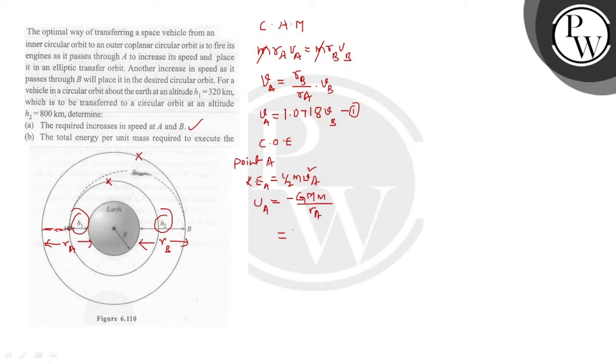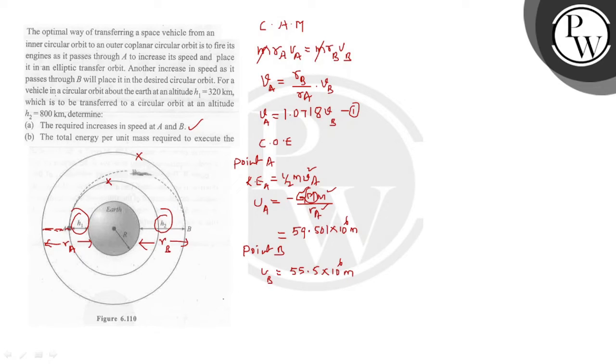So UA is equal to 59.501 into 10 to the power 6 meters. If you want, you can pause the video and find out this value. Why? Because we know only capital M, G and RA, so we don't know the small m. That's the reason it is small m. So at point B, same thing. At point B, we are going to get UB equal to 55.5 into 10 to the power 6 meters.